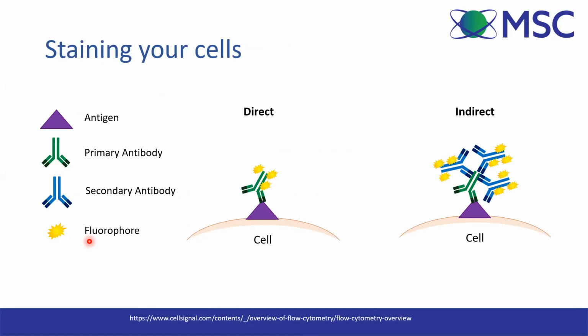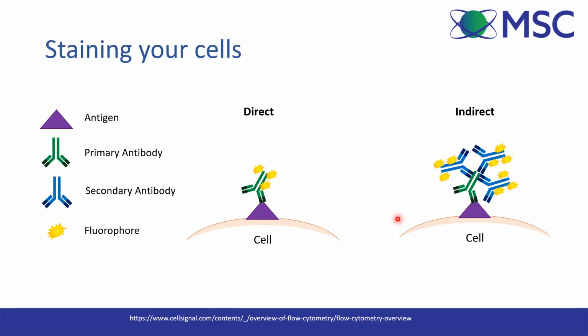So staining cells involves incubating them with an antibody against a cell surface protein. Generally, 95% of the time, this is done using the direct method. So this is where the antibody you are using is directly conjugated to a fluorochrome. And therefore, you just allow time for the antibody to bind to the cell surface molecule. Then after a wash, you're ready to go on the cytometer.